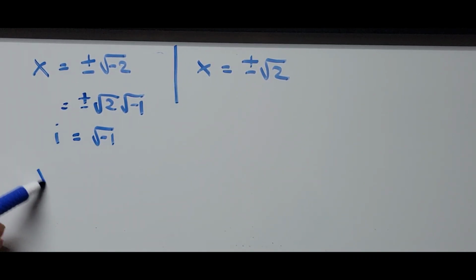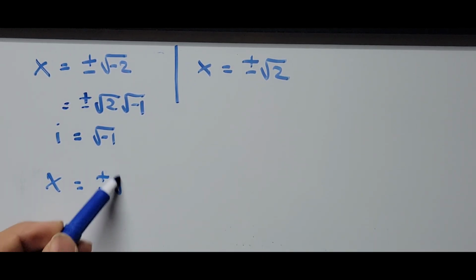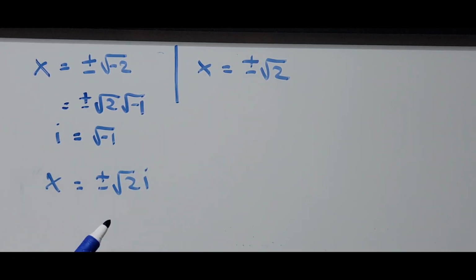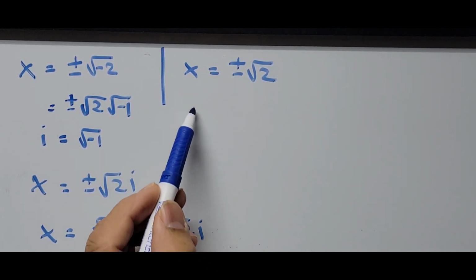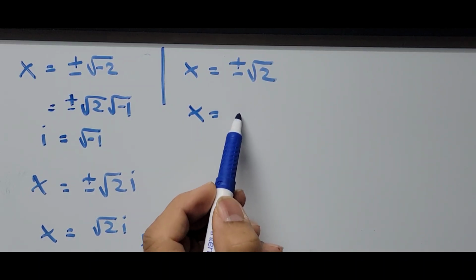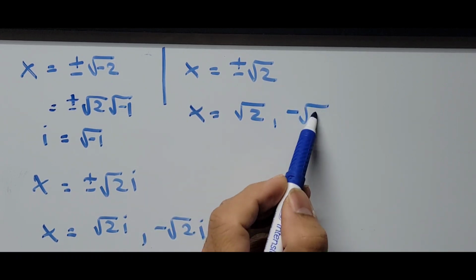So this value of x can be written as x is equal to positive and negative square root of 2 i. The other way to write this, we have 2 roots of x over here: x is equal to positive square root of 2 i, and the other value is negative square root of 2 i. And the other two roots: x is equal to positive square root of 2, and the other value is negative square root of 2.